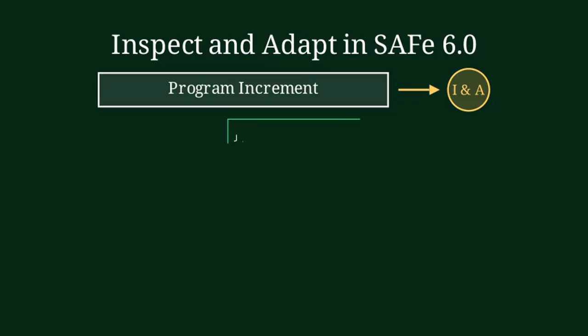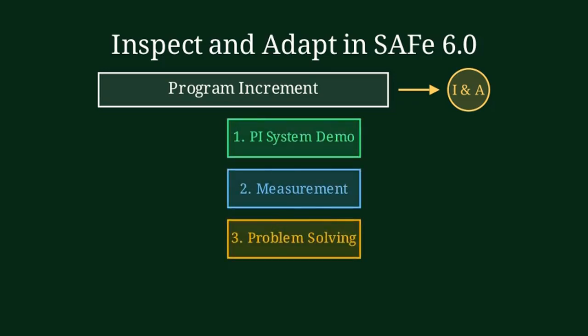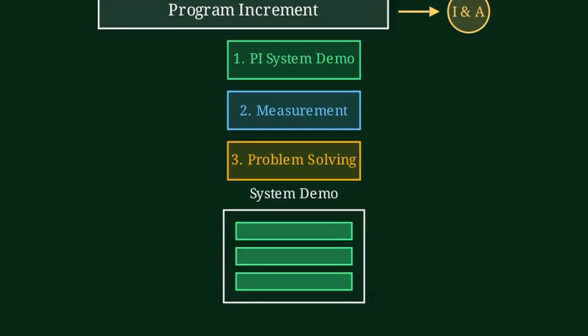for the next cycle. The Inspect and Adapt event has three main parts: the PI system demo, measurement, and a problem-solving workshop. Part 1 is the PI system demo. This is the Inspect part. Teams show the final state of the solution to stakeholders, and stakeholders give feedback.